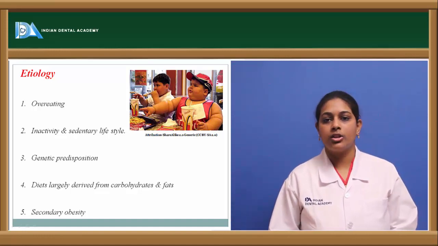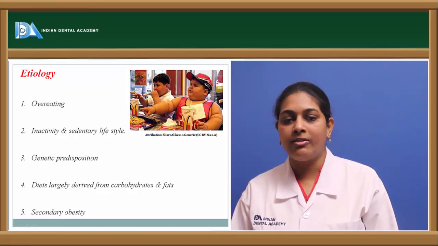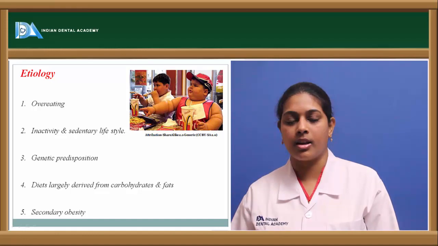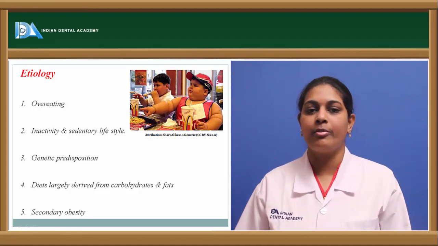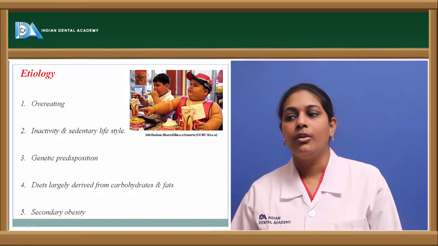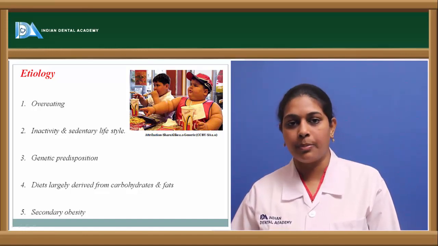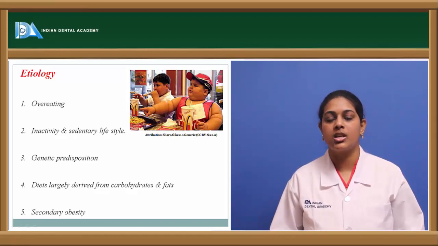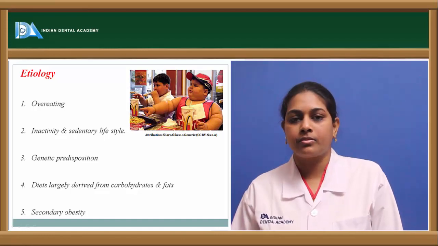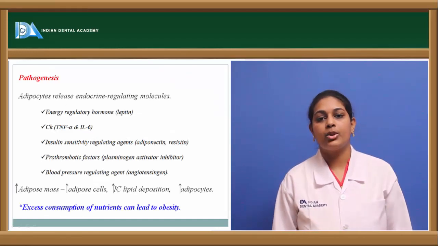Coming to the next etiological cause for obesity: diets largely derived from carbohydrates and fats. Already explained, the developing lifestyle or sedentary lifestyle is also one of the reasons for too much intake of processed foods, which have already been processed and stored and are utilized at the time of intake of food, which might also lead to obesity. Next, coming to secondary obesity, the primary cause is not obesity itself, rather it is the alteration in endocrinal imbalances, which could be because of hyperthyroidism or any adrenal gland dysfunctions, which might also result in secondary obesity.